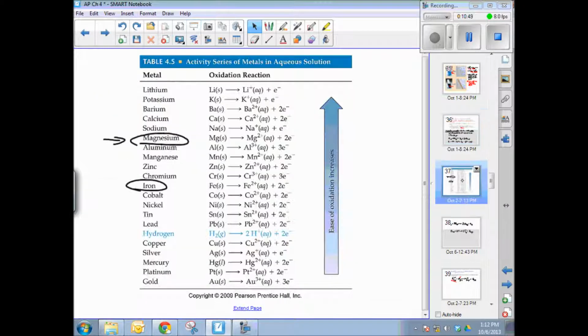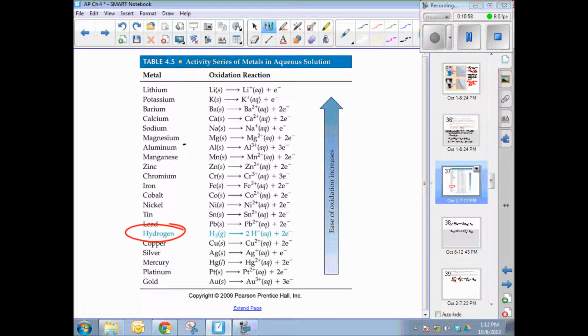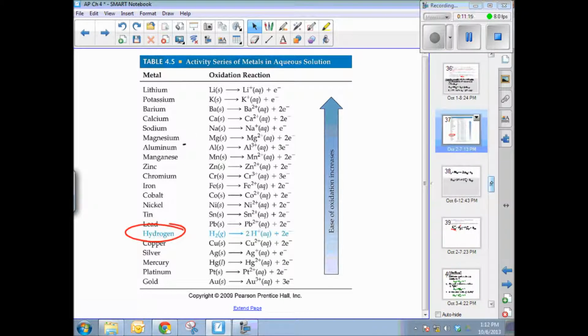Now, one of the other things on the activity series here that you may notice is that there is one non-metal on this list, hydrogen, right here. There's a reason for that. Will a metal displace hydrogen ion in solution is another way of asking, will a metal react with an acid? If you've got hydrogen ion in solution, that is an acid. So we can use the same rules that we've used with metals. A material that is higher up than hydrogen on the activity series will react with an acid to produce, of course, hydrogen gas and some sort of metal salt dissolved in the aqueous phase.